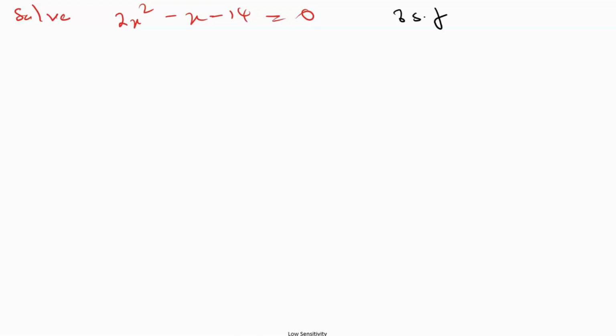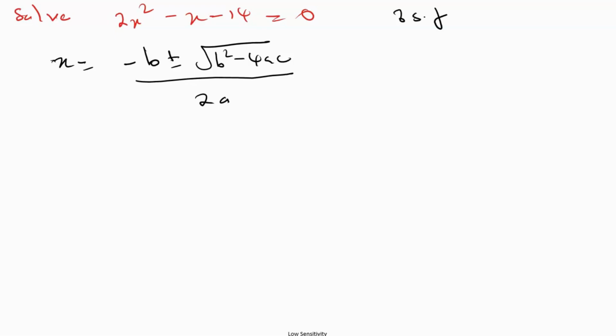Alright, so can we factorize this? Maybe we cannot do that. So when we can't do that, we go back to the quadratic formula, which is x equals minus b plus or minus square root of b squared minus 4ac all over 2a. So here we just need to identify a few things. b equals -1, a equals 2, c equals -14.